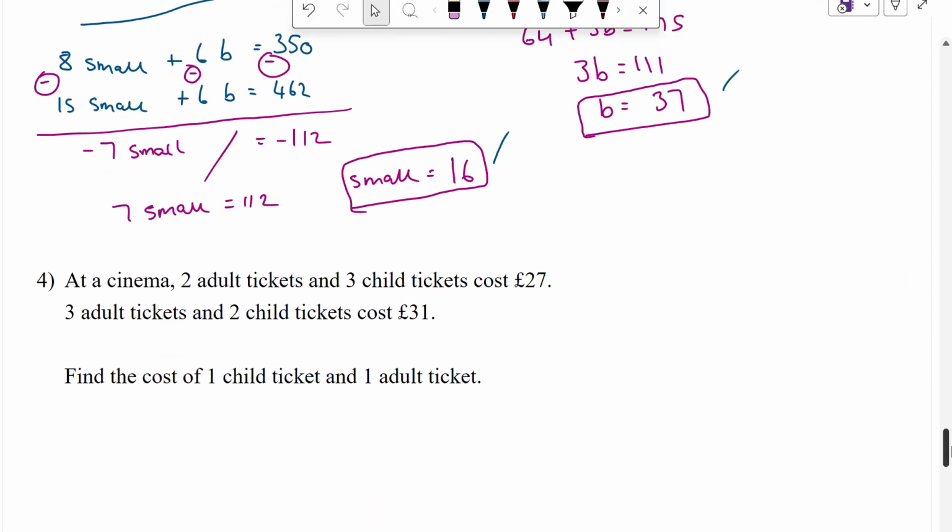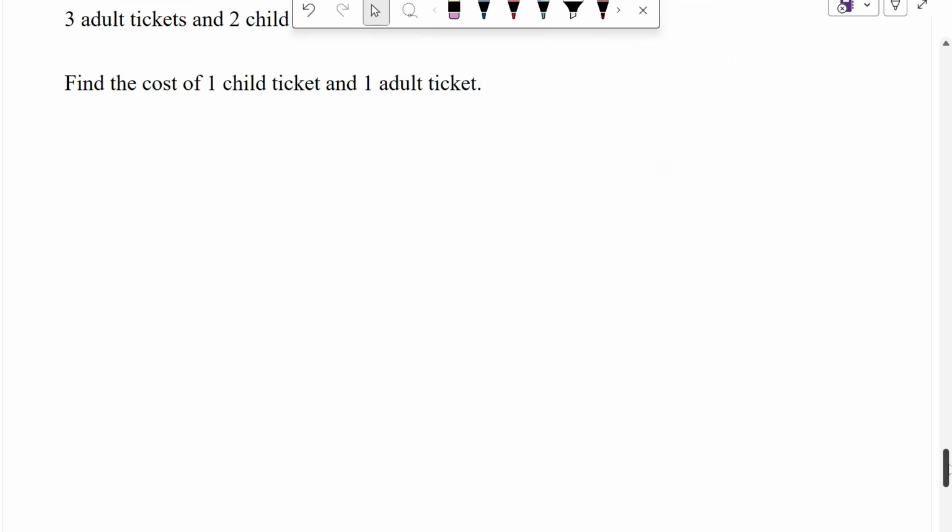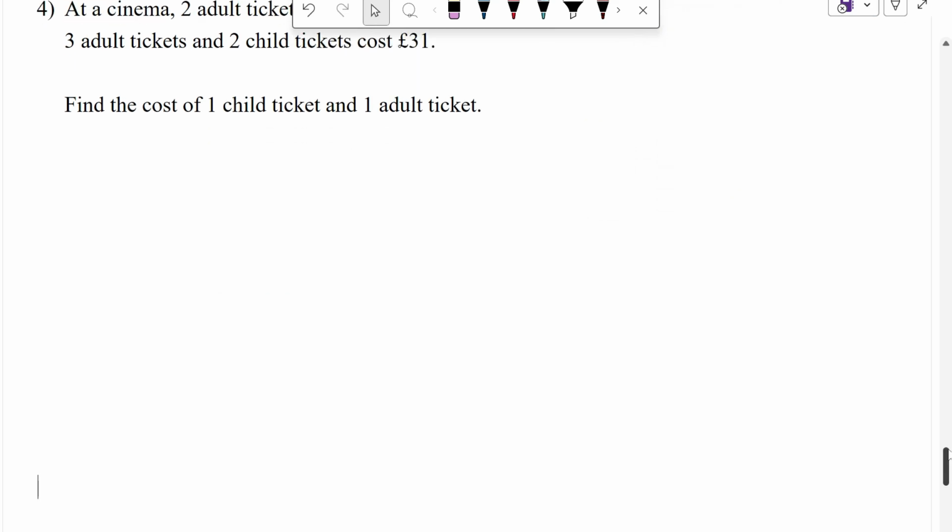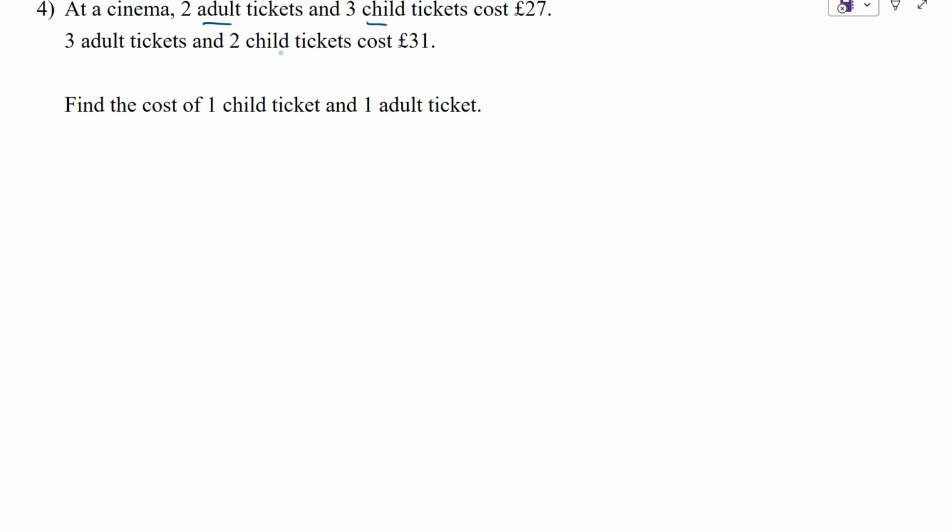Okay, moving on to the last practice question here. Again, it's a worded question, so we're going to need to create the actual equations. So at a cinema, 2 adult tickets and 3 child tickets cost £27. 3 adult tickets and 2 child tickets cost £31. Find the cost of each. Okay, so fairly straightforward.